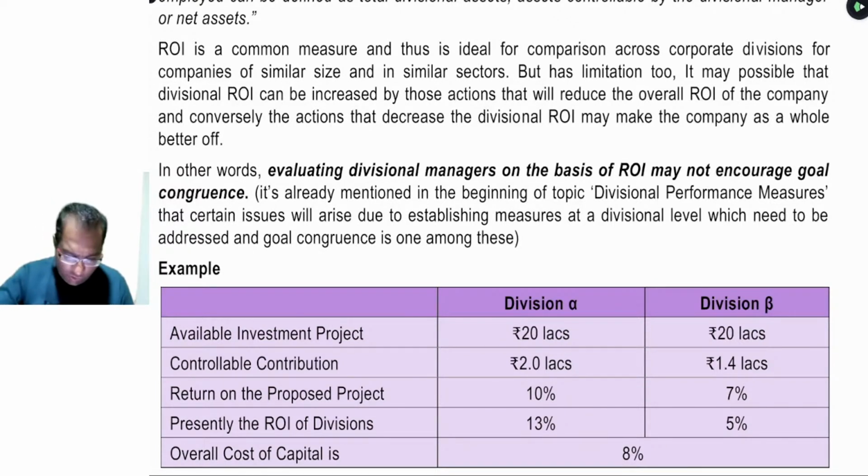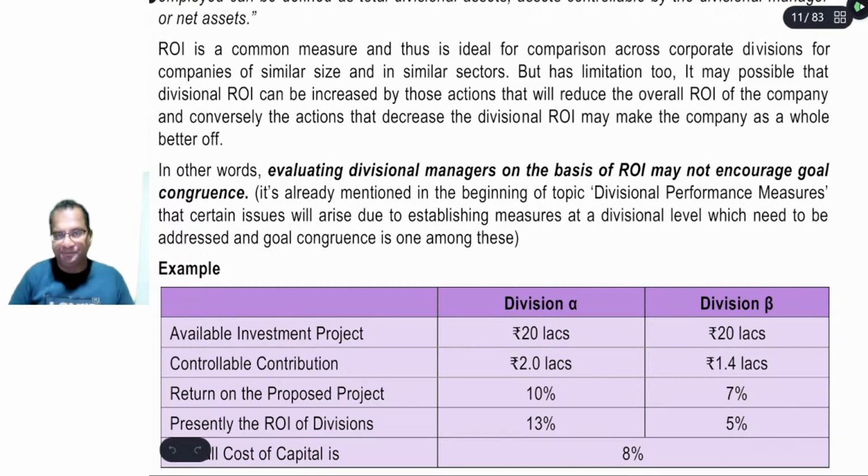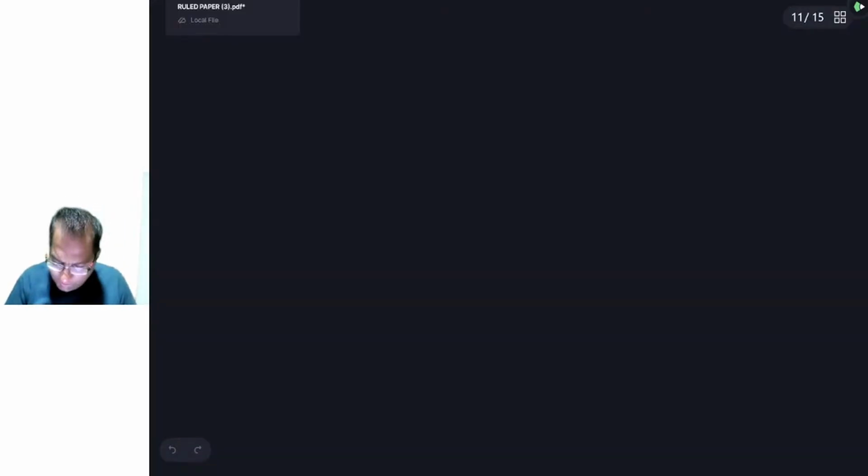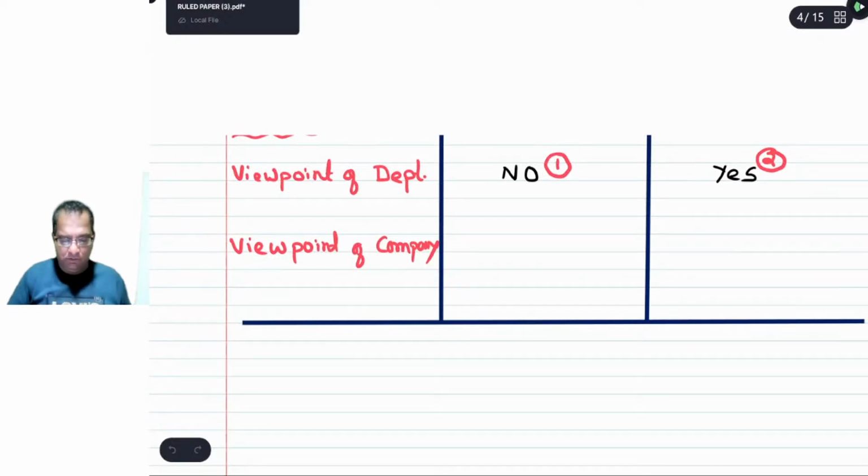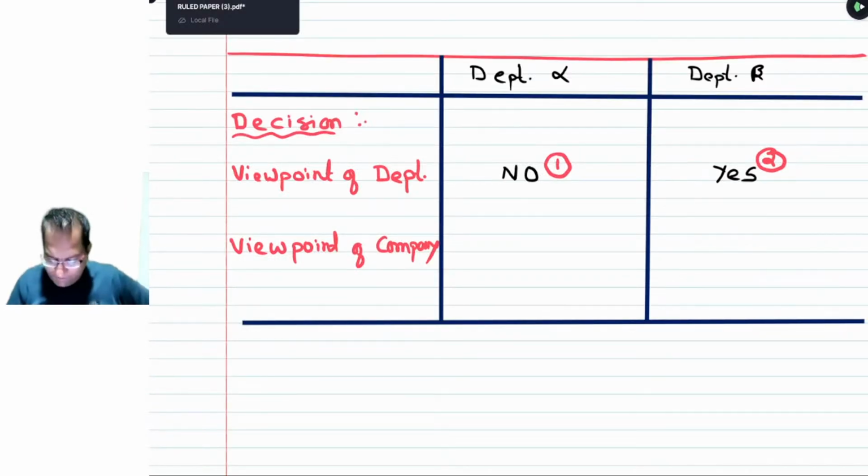Okay. Now from the company's viewpoint, if we think from the company's viewpoint, the company will not be in favor of making investment in department beta, while the company will be in favor of making investment in department alpha. Now the question is why? In department alpha the company wants to invest. It will be in the interest of the organization. While in department beta, the company is not interested to make the investment.